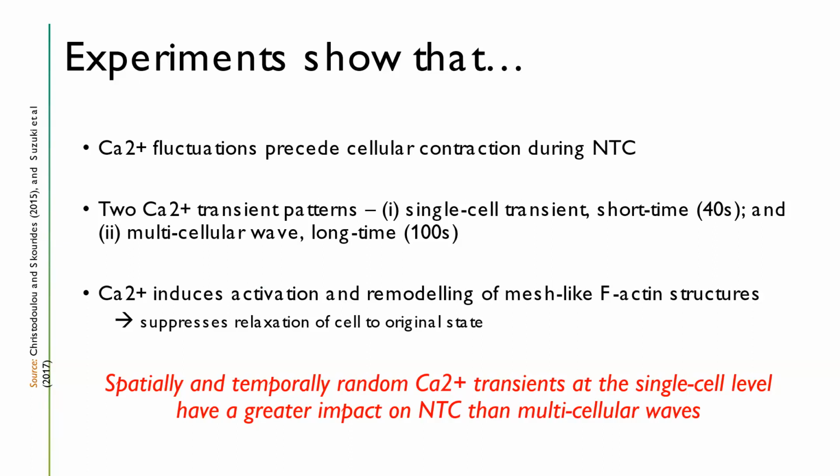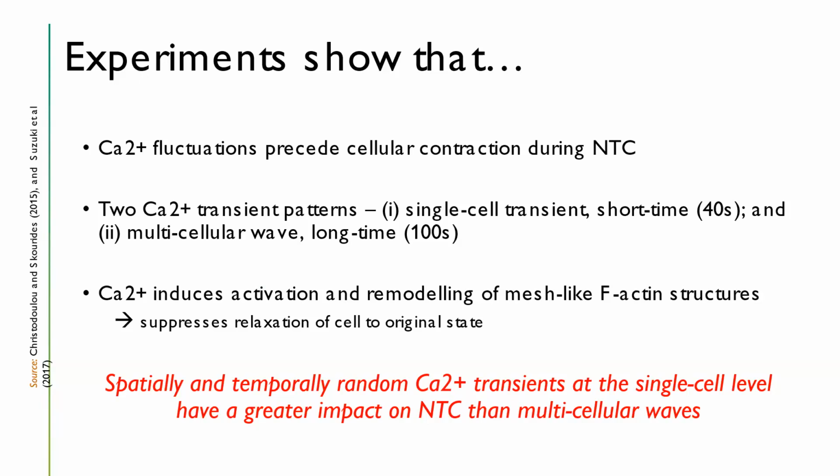So to sum up, the experiments show that the calcium fluctuations precede cell contractions during neural tube closure. There are two types of calcium transient patterns. One is a single cell transient, which lasts for a short time. And then you have this multicellular wave-like pattern. It can exist in groups of, say, 2 to 5 cells and spread out over the neighboring cells. It can go over tens of cells and propagate over a longer distance, whereas single cell transients just originate and die in the same cell.